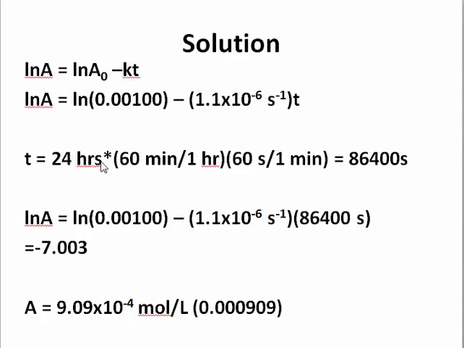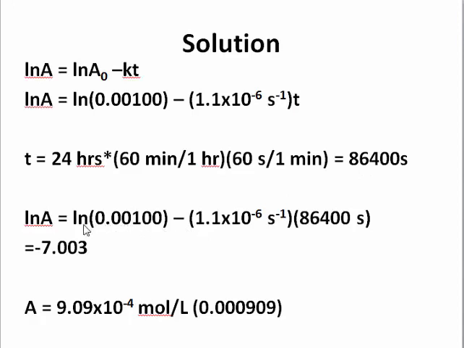We know the time is 24 hours, but since the rate constant is in units of reciprocal seconds, this is a clue that we will need to work with seconds as our unit of time, so we multiply by 60 to convert to minutes, and then by 60 again to convert to seconds. The elapsed time is 86,400 seconds.